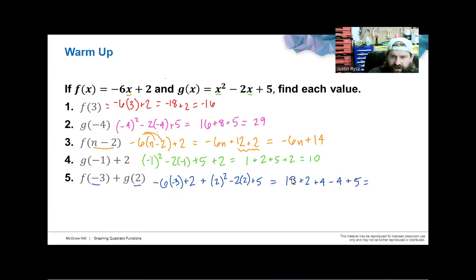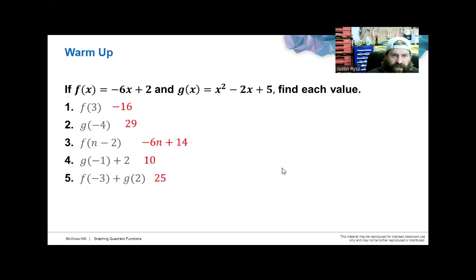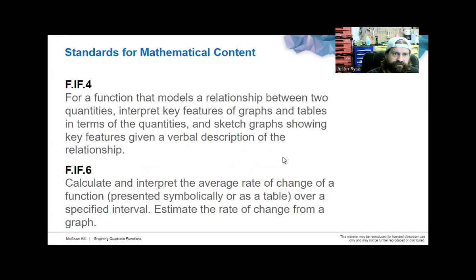Okay, let's do the math here. 18 plus 2 is 20. 20 plus 4 is 24. 24 minus 4 is 20. 20 plus 5 is 25. All right, there's our warm-up. Okay, yay, we got those right.